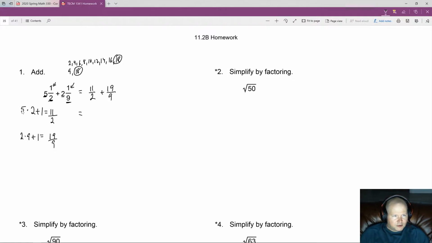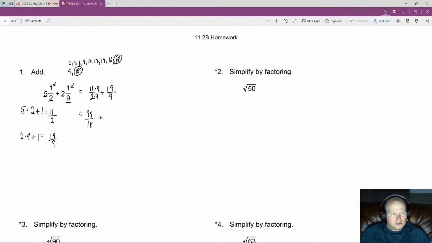So we want to turn both of these denominators into 18. So to get the 2 to turn into an 18, I have to multiply it by 9, which means that to keep the equivalent fraction, I have to multiply the numerator by 9. And that gives 99 eighteenths.